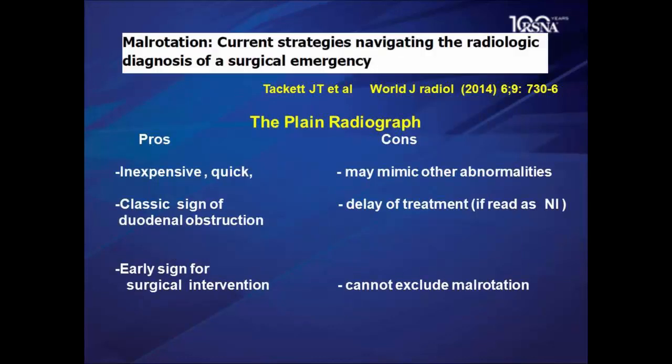I'm quoting this recent paper by a pediatric surgeon from Yale University. They summarized the thinking of what we should do in terms of imaging in malrotation. So, plain radiographs: it's inexpensive, it's quick. Well, there is some radiation, but if we don't recognize the sign, it may delay the treatment. And of course, plain film by itself cannot exclude malrotation, so we have to do more.